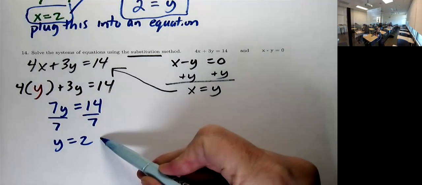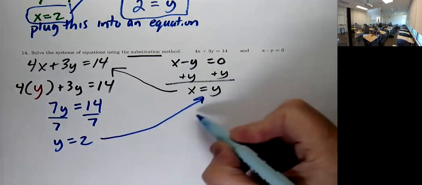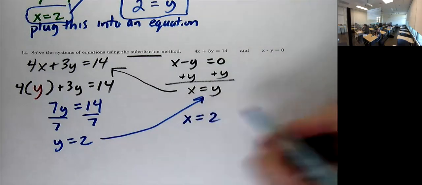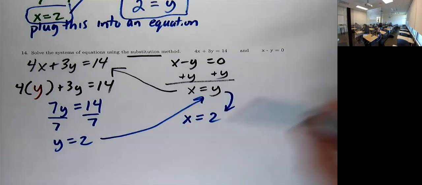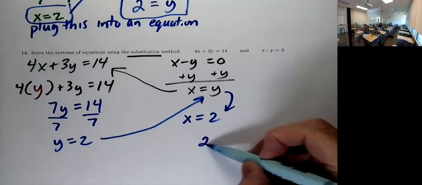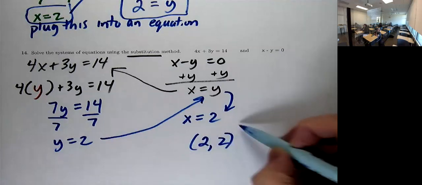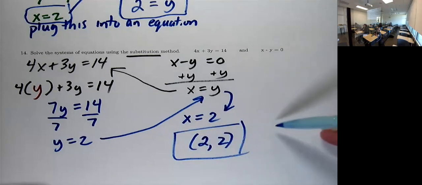Then I'm going to take this and plug this in right here. And this says x equals 2, when I replace the y. So I've got x equals 2, y equals 2, I got the point (2, 2). And that matches what we did up here.